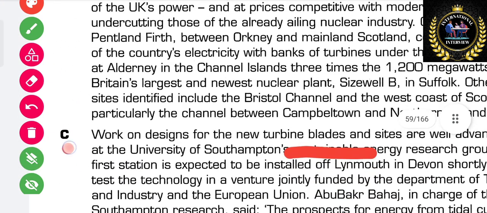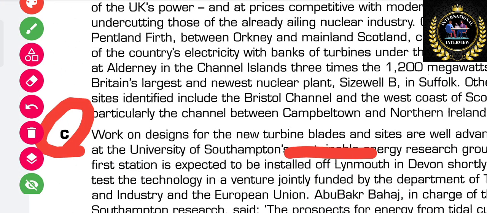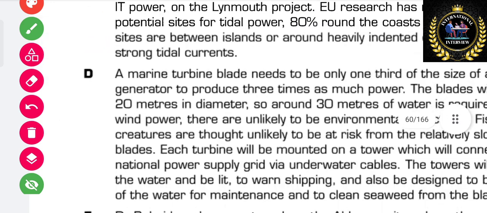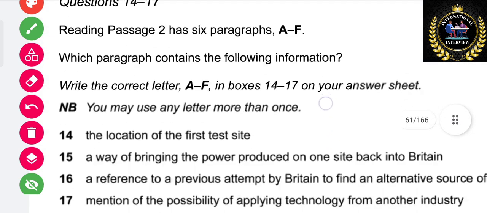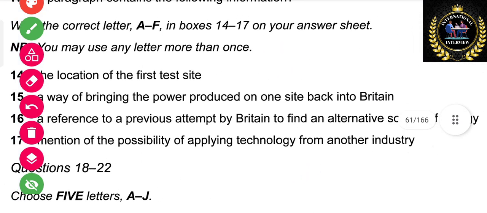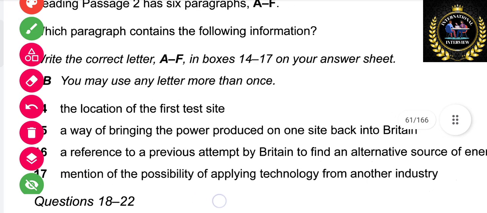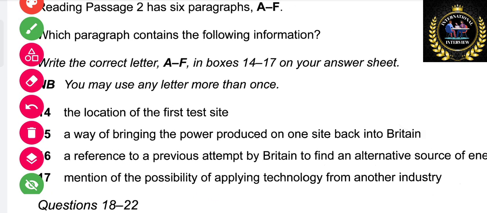So we can mention the C in question number 17, where it is mentioned as about different industry, mention of the possibilities of applying technology from another industry. Got it? Now question number 16, a way of bringing power produced by one side back into Britain.